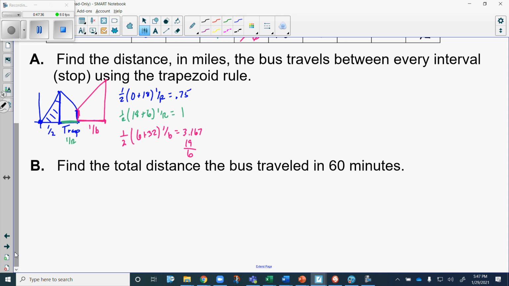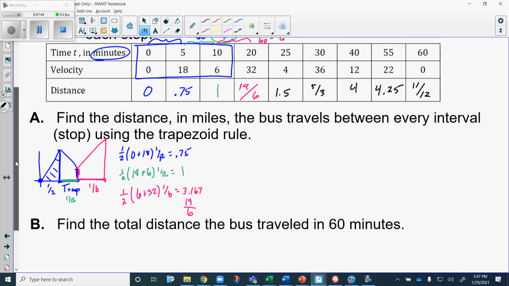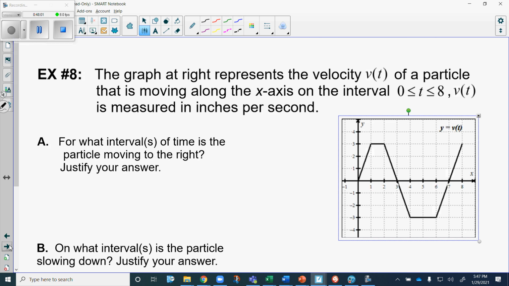So find the total distance that the bus traveled in 60 minutes. So the total distance is just the sum of whatever those values that we got there, because that's what we did, is we traveled for 60 minutes. And the sum of all of those, I am getting 17.25 miles. Just type them on a calculator and get the sum that way.